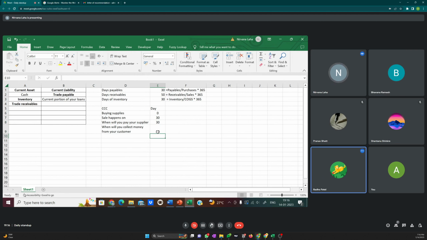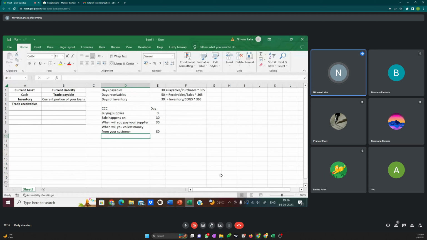80. It's 30 plus days receivables, right? The days receivables clock starts ticking the day you have made the sale, right? So if you've made the sale on day 30, that means 50 days after that, you will collect your money from your customer, right?